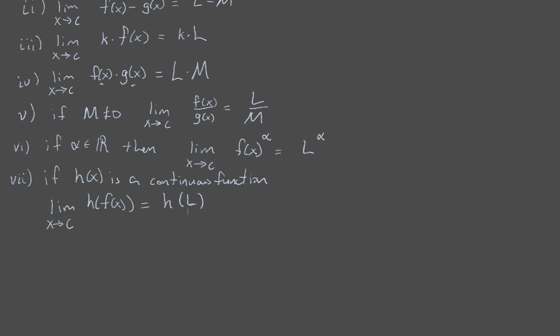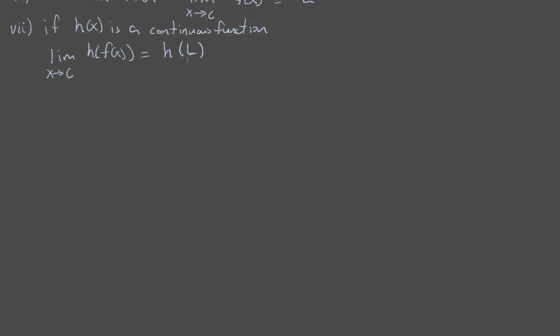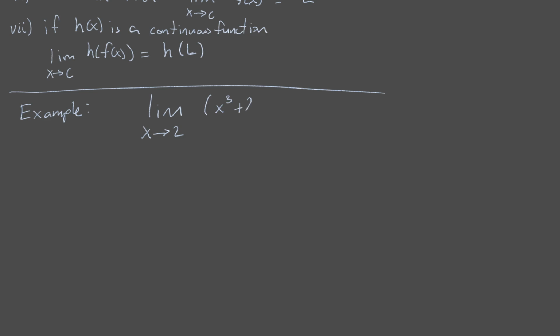Okay, so let's see some examples of these things. Let's look at this one. Let's look at the limit as x goes to 2 of, let's say I've got the function x cubed plus 2x squared plus x minus 7.